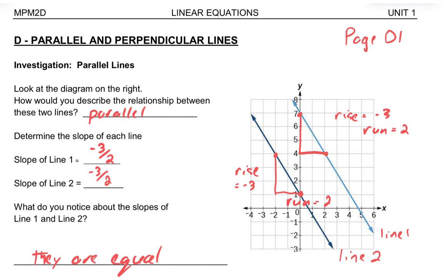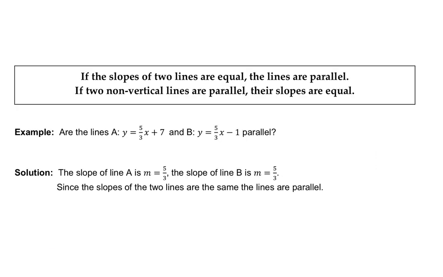This leads us to the conclusion that you can see in the middle of the page. If the slopes of two lines are equal, the lines are parallel. If two non-vertical lines are parallel, then their slopes are equal.